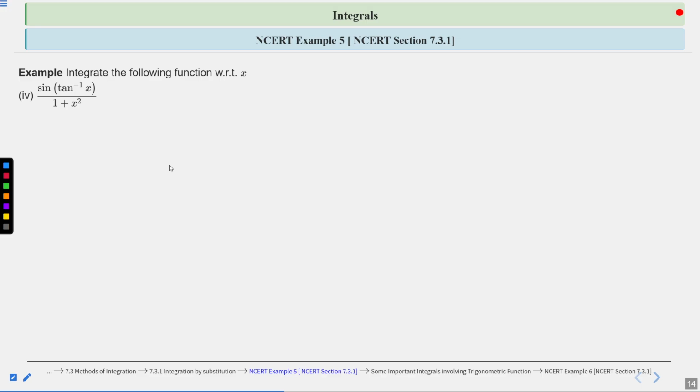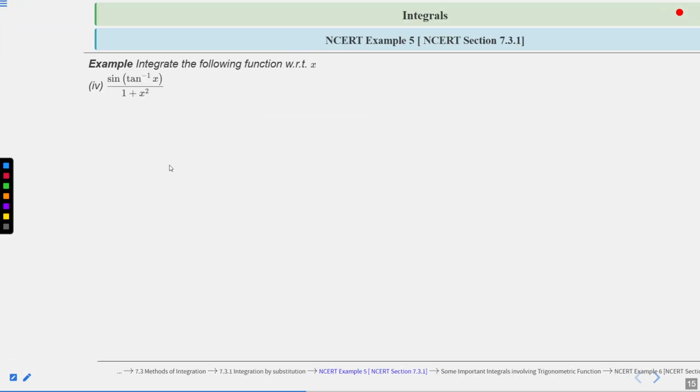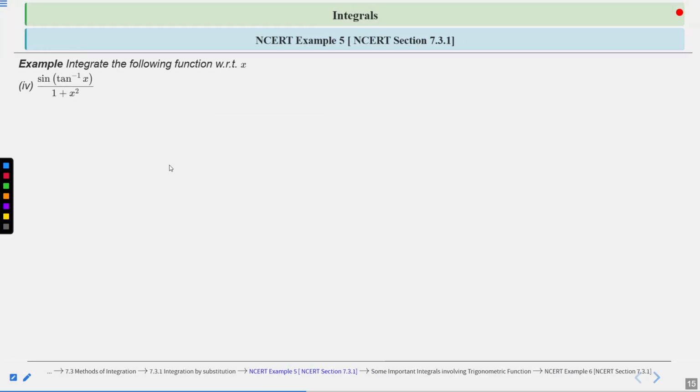Hope you all have attempted or tried to solve this question. Let us see how we can solve this one. We have to integrate the following function with respect to x, and the function is sine tan inverse x upon 1 plus x square. Let us see the solution part.